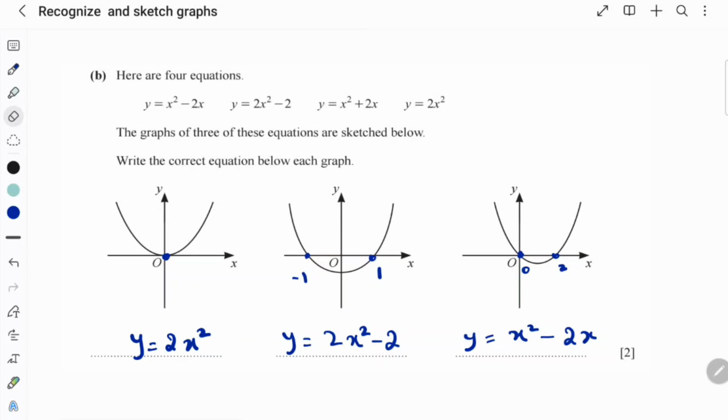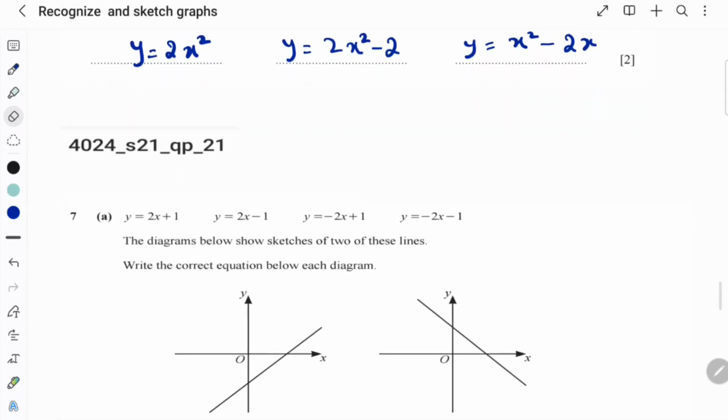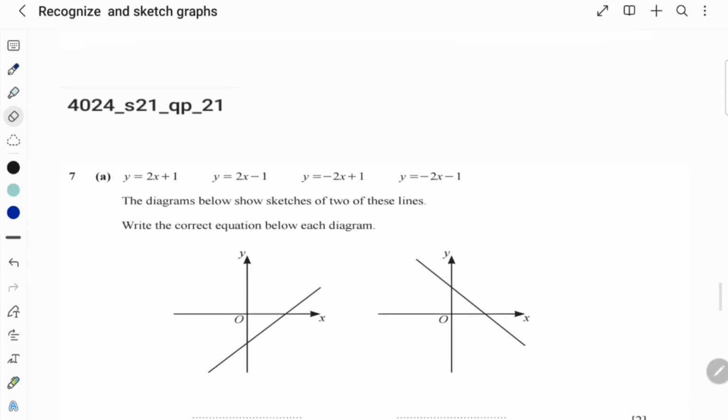Okay, all right, now the next question, 4024 May June 2021 paper 2-1. So it's question number 7 in that paper. You can see two straight lines with some slope. They are not vertical, not horizontal. One has a positive gradient m and a negative y-intercept. The other has a negative gradient and a positive y-intercept.